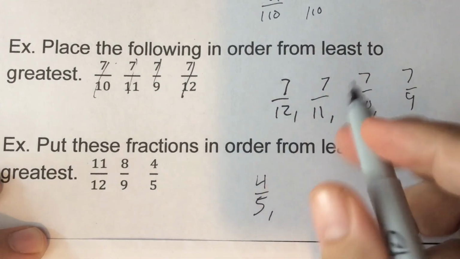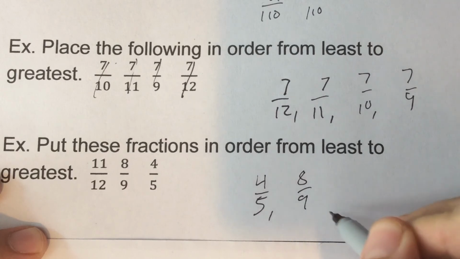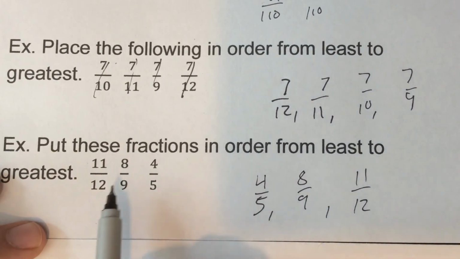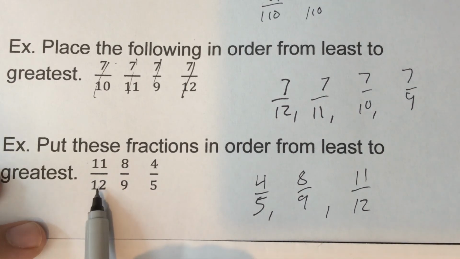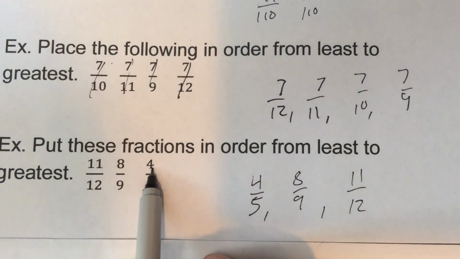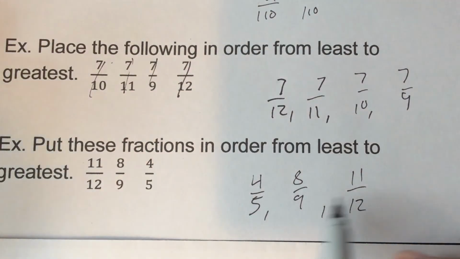8/9 is going to be the next bigger one, and 11/12 is going to be the biggest. Because we're breaking it into 12 parts, we're breaking them into smaller parts, and we're missing just one of those. So we're missing a smaller part than we would here, and a smaller part than what we would here. So that's how I ordered them that way.